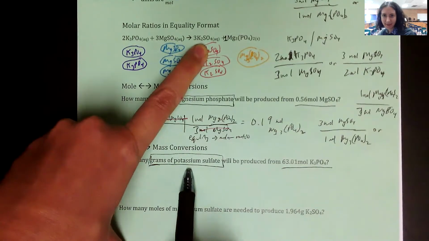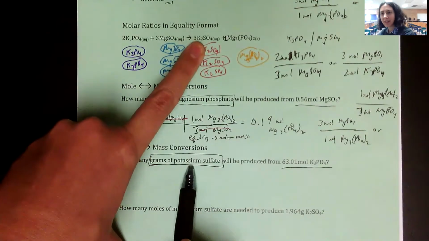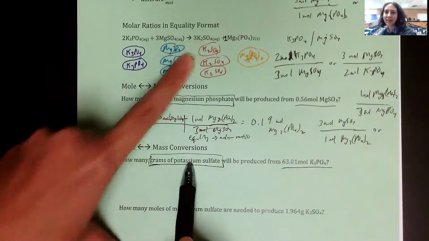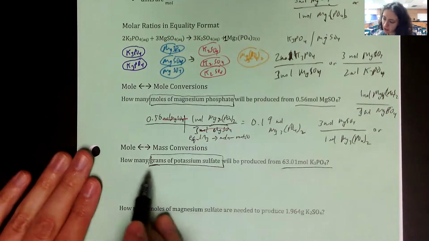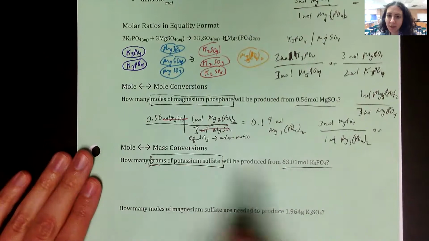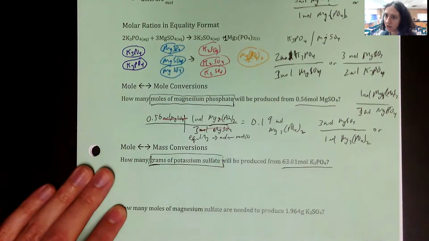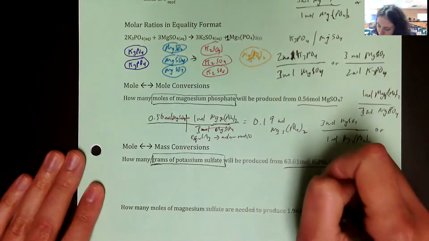Actually, I'll explain the whole process, then we'll set the whole thing up. Once I have moles of potassium sulfate, I can convert it to grams pretty easily using molar mass. So in this particular case, I'm going to need two different equalities. I am going to need the molar mass of potassium sulfate and the molar ratio of potassium phosphate to potassium sulfate. So I'm just going to jot these down off to the side.